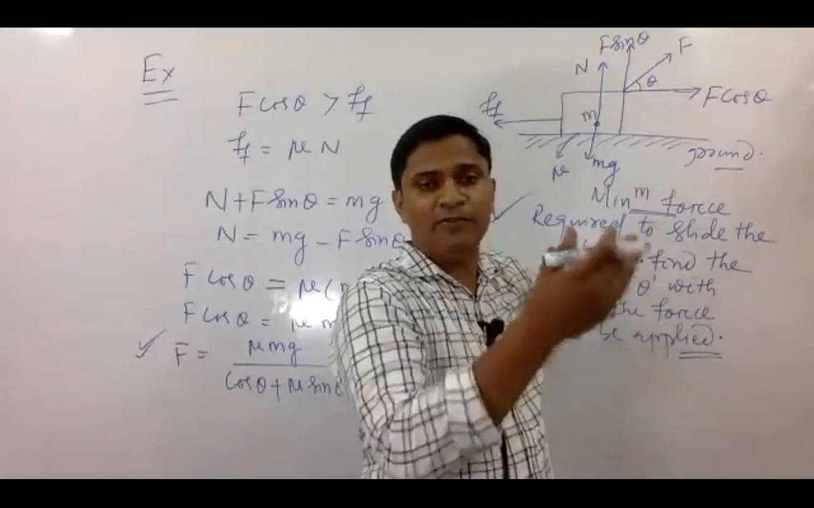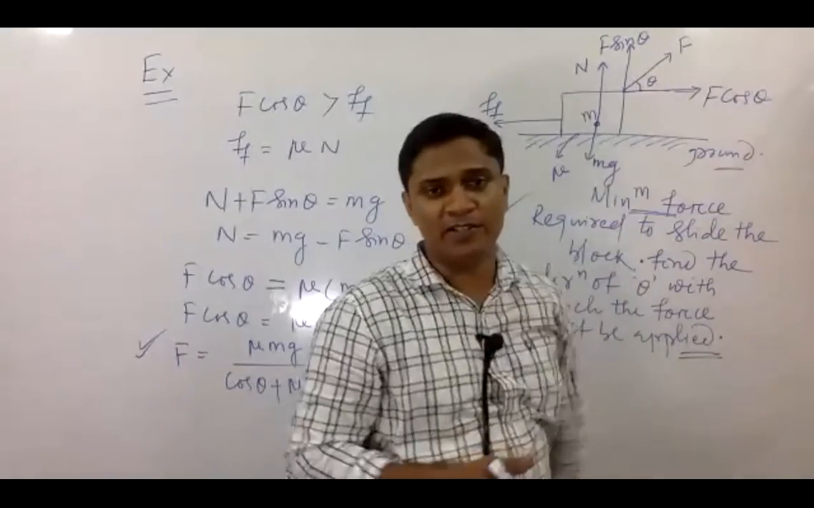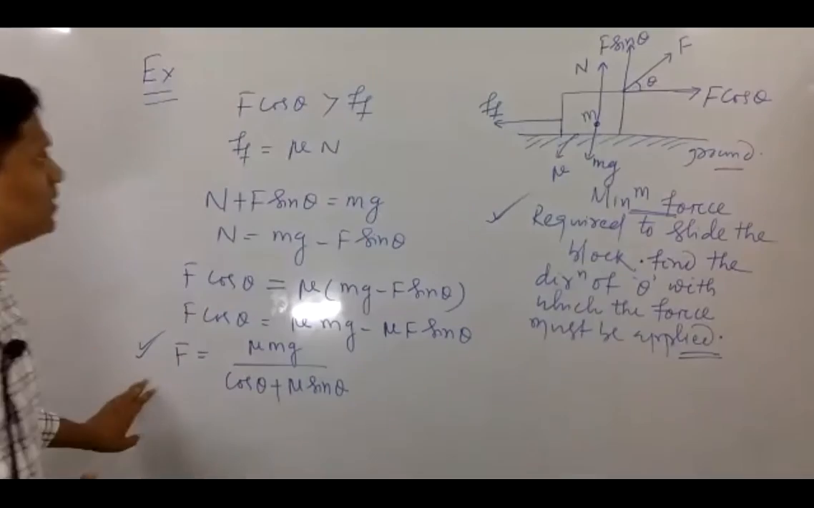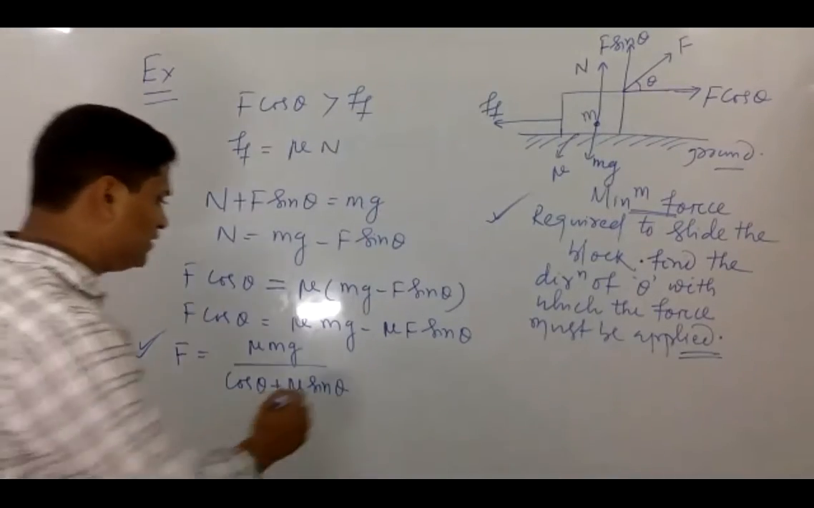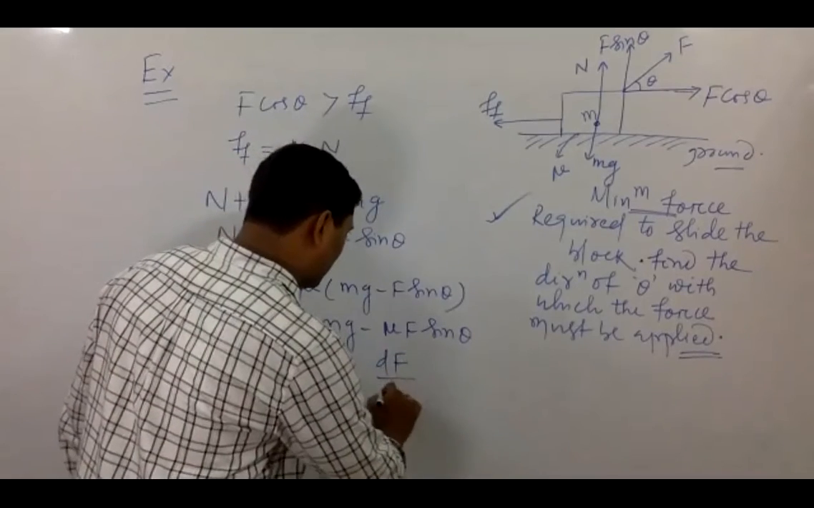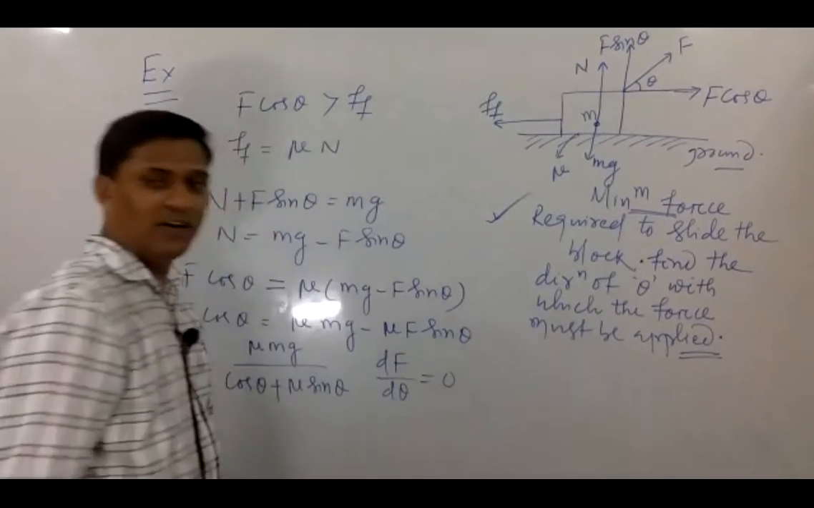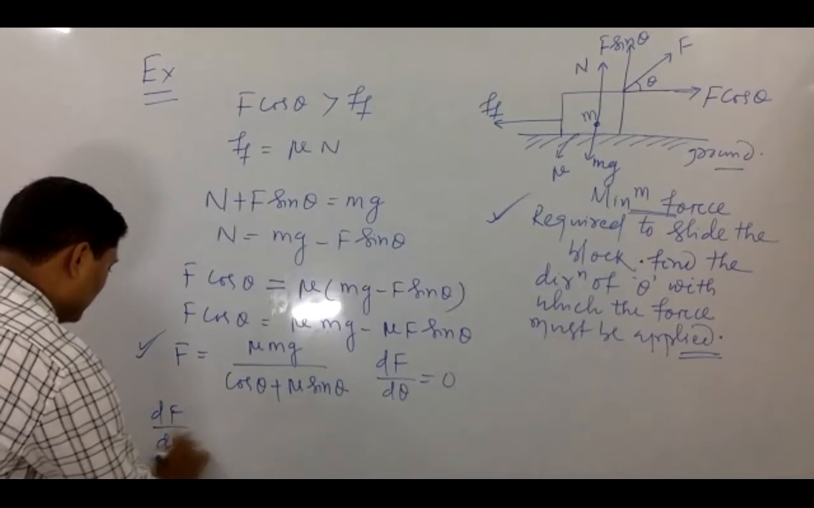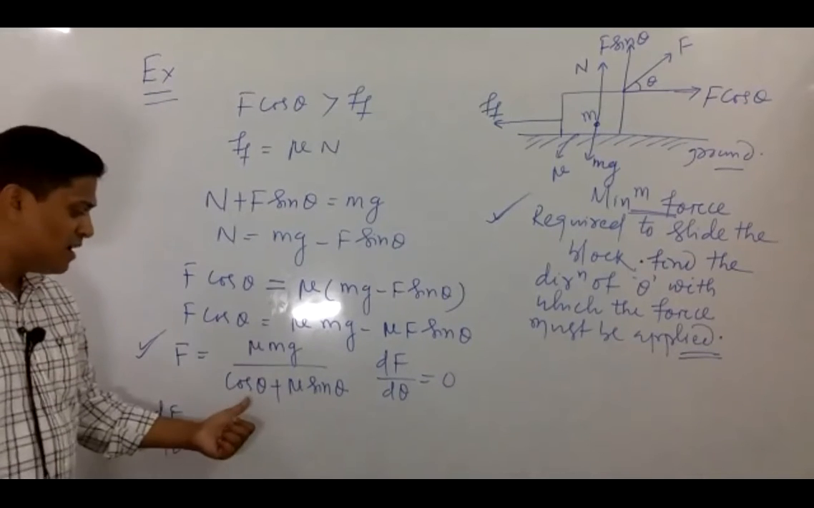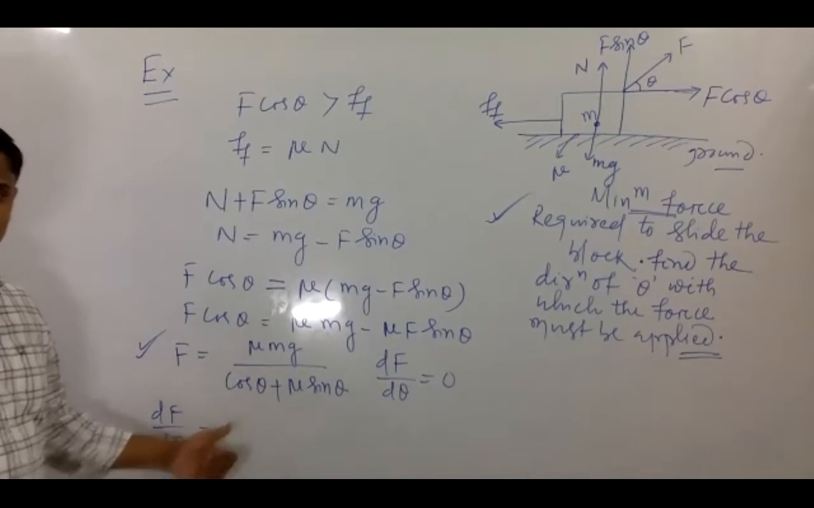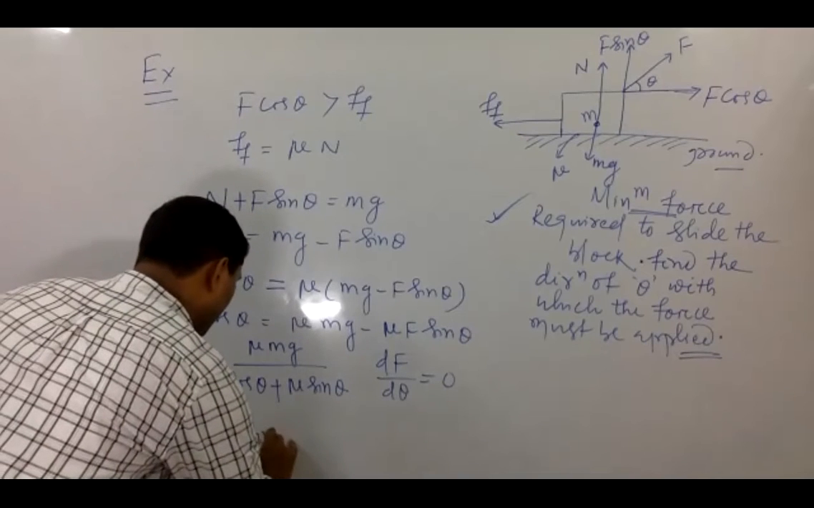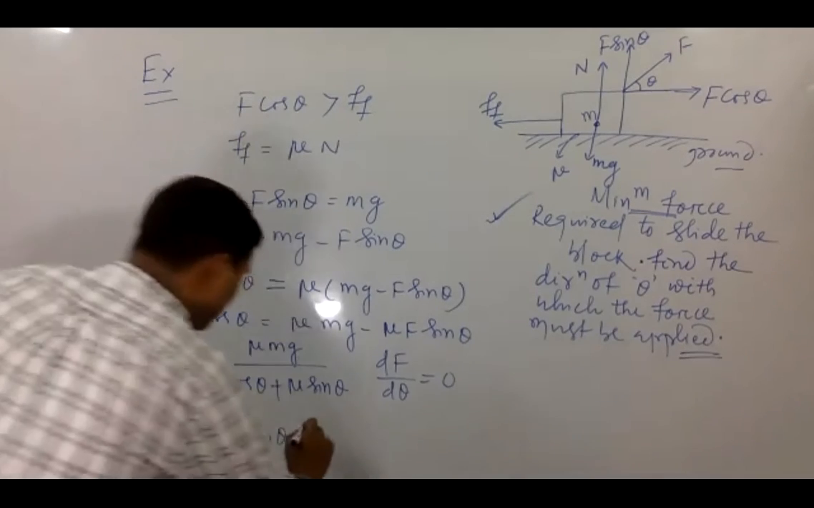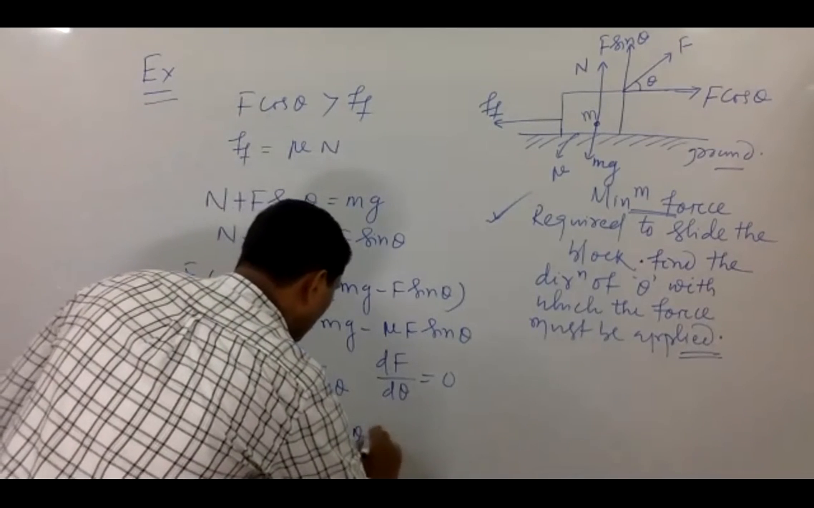If I change the value of theta, then the force is going to change, because F cos theta is going to change and simultaneously F sin theta is going to change, right? So to find the minimum value of force, we have to differentiate this term. That means we have to find dF by d theta and equate it with 0. So dF by d theta is going to be, students, see, mu mg is constant, and the derivative of cos theta is minus sin theta, so you can write minus sin theta plus derivative of sin theta is cos theta, so mu cos theta. That will be equal to 0, correct?